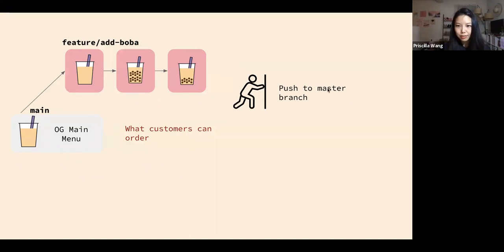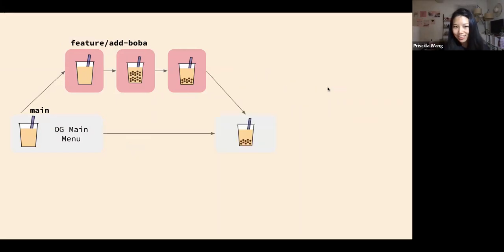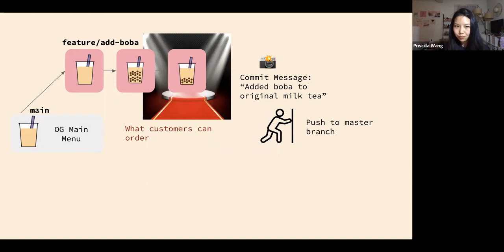And sorry, this is supposed to say main. And when you push to the main branch, you're essentially merging back to the main menu. So what the customers can now see is the new menu, right? It no longer is this pure milk tea, it's actually this milk tea with boba with a new recipe you created. So just to recap, you have a main menu, you branch off, you name that a branch, and then you're gonna stage, commit, push.